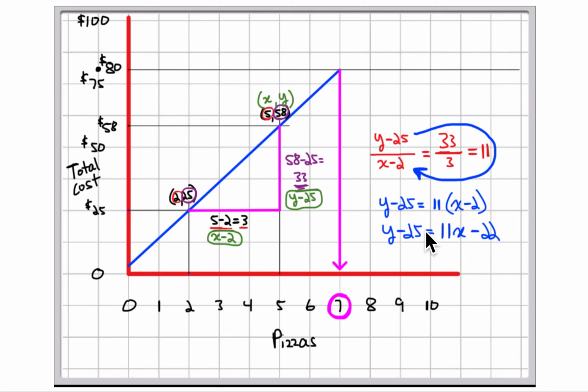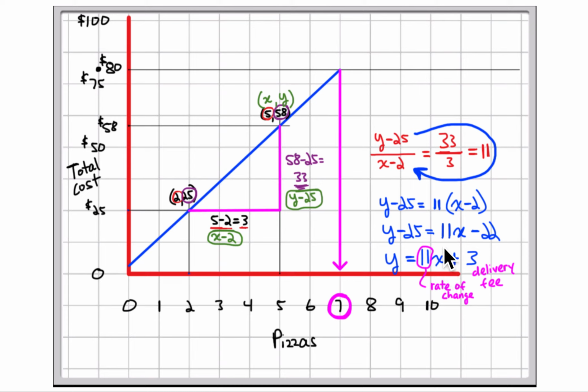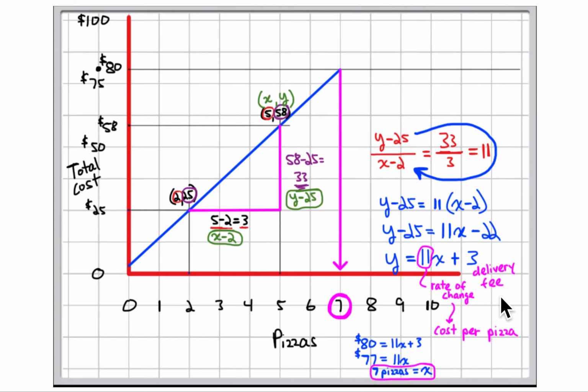Okay, so now if I'm going to add that 25 back, I have to add the 25 back over here, but at the same time I have to take away that 22. So what does that equal? 25 minus 22 is this 3 right here. Now if you don't understand this algebra, we're going to practice it. We're going to keep going over it. But y is equal to 11x plus 3. That 11x is the rate of change. It's the cost for one pizza. And this $3, guess what? That's the delivery fee. So you have figured that out. So the cost per pizza is this $11.